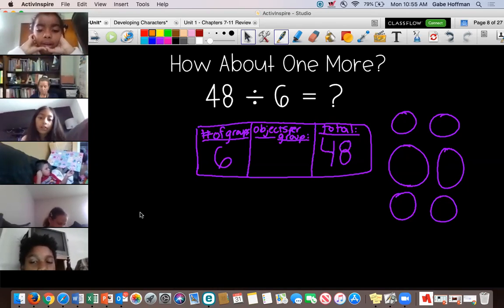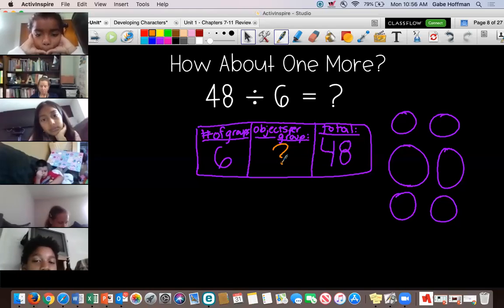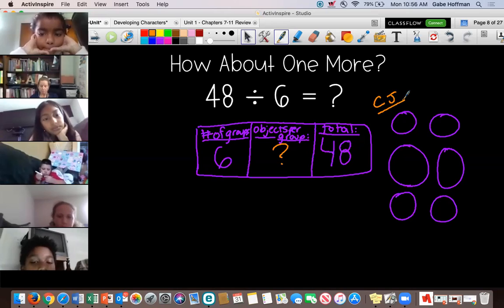The objects per group. Yep, the objects per group. We're trying to figure out how many objects there are per group. All right, CJ, now go ahead. We've got our 6 circles. Talk us through what we need to do to figure out the number of objects per group.